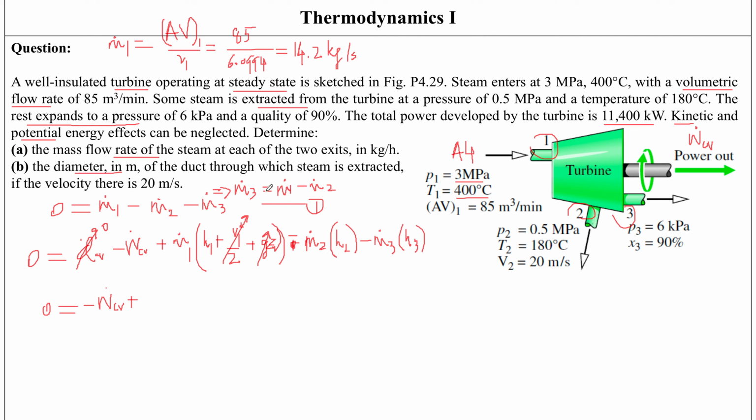For 2 unknowns, you need 2 equations. You got one equation, which is this, and from here you can have the second equation, because you already know what m dot 1 is, into h1 minus m dot 2 into h2. And then instead of writing m dot 3, you can write it in terms of m dot 1 minus m dot 2. So just plug that in here.